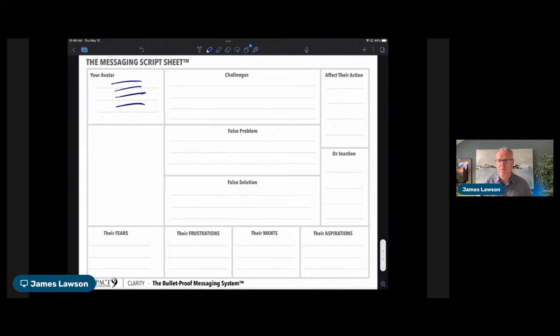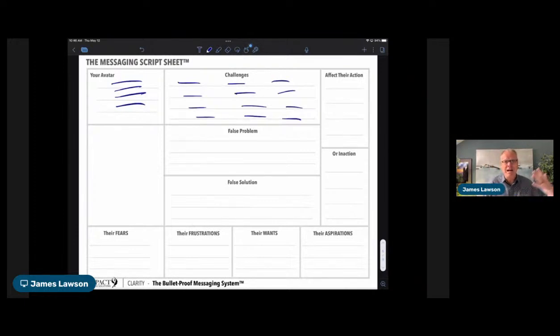Every one of your prospects has challenges. So if we can just start to highlight all the challenges that our prospects are going through and capture them here. Now, there's also the false problem.